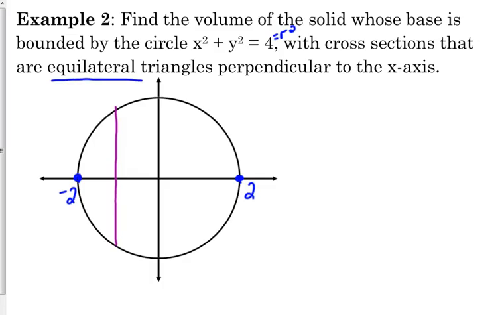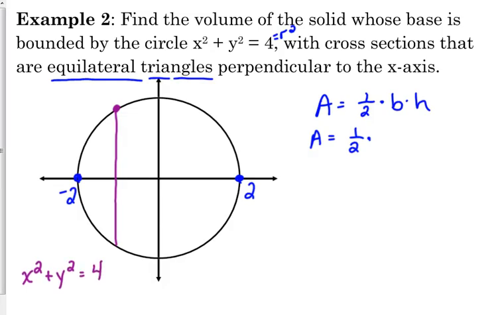So they are equilateral triangles. So the area of any triangle is 1/2 times the base times the height. Well, we have two variables, and we're going to have to replace them so that the only variable in it is x. All right? So let's think about this for a second. The base is that purple line that I drew right there. So the length of that base, let's think about it. This point up here, if we express it in terms of x, we need to solve our equation for y so that it's in terms of x.